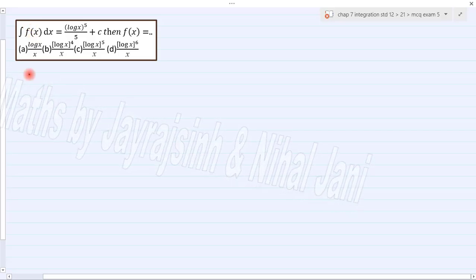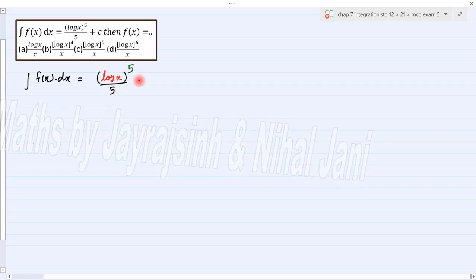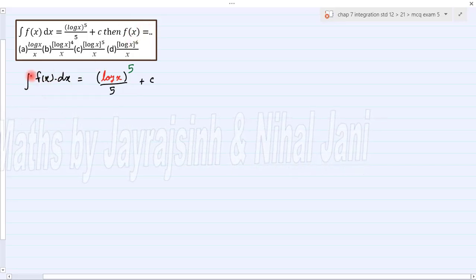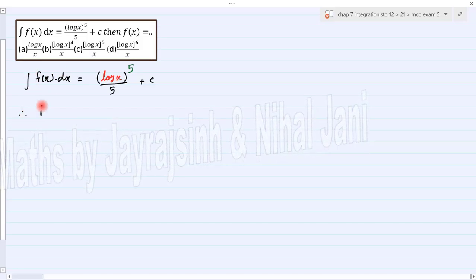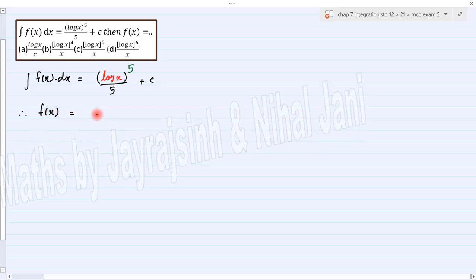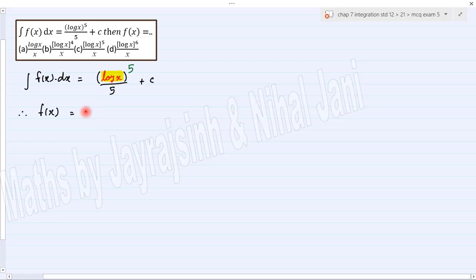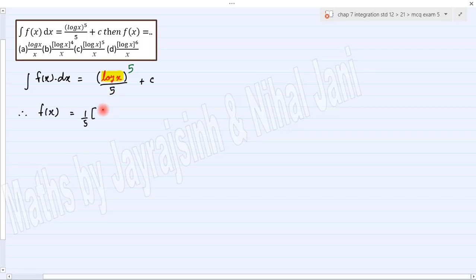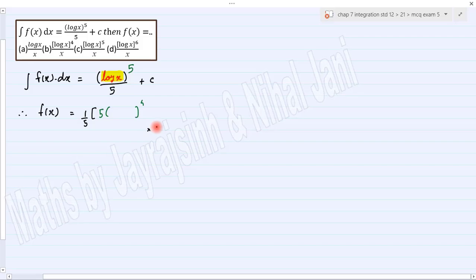Here it is given that integration of f(x) is equal to (log x) raised to 5 upon 5 plus c, and we need to get f(x), which is within the integration. So to remove this integration, let's differentiate both the sides. So we can say f(x) is simply differentiation of our right hand side. In right hand side, your log x is inner function and 1 by 5 is constant, so we don't have to worry about it.